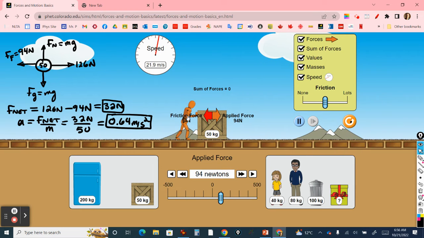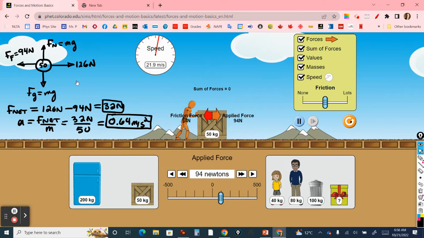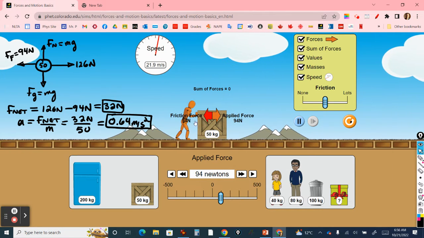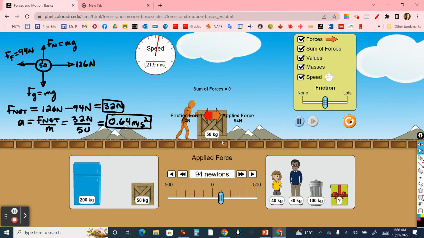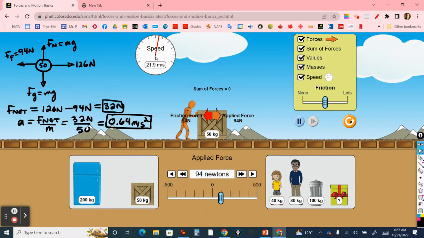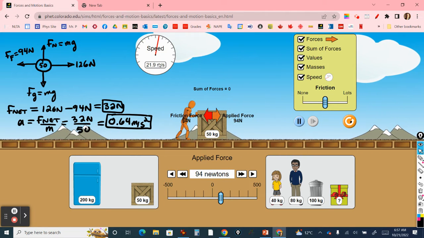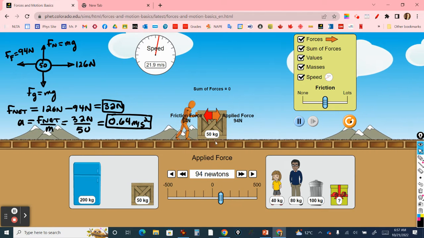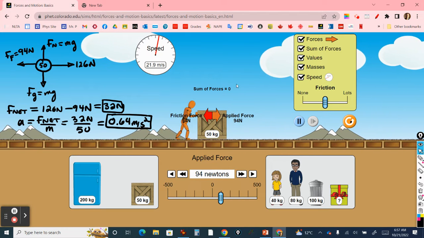You might have noticed that the 94 Newton friction force stayed constant the entire time. It doesn't matter how much harder you push now, the force of friction is a constant for that particular object and surface interface, and it doesn't change. And you can see here now that the acceleration has dropped to zero. The velocity is staying the same. Right now, we have uniform motion. We have a net force of zero.